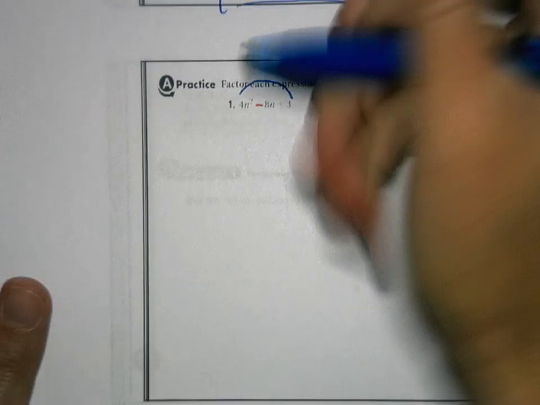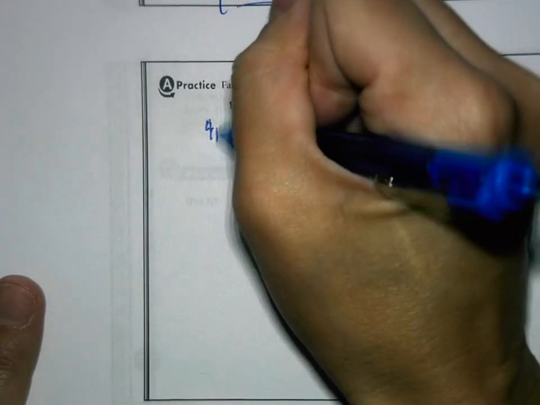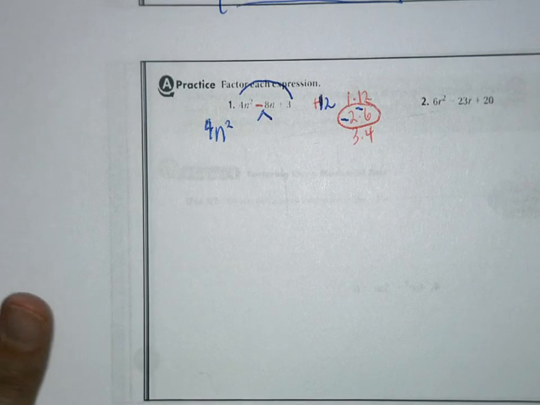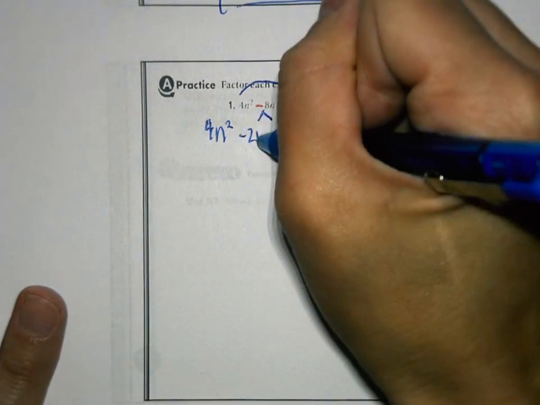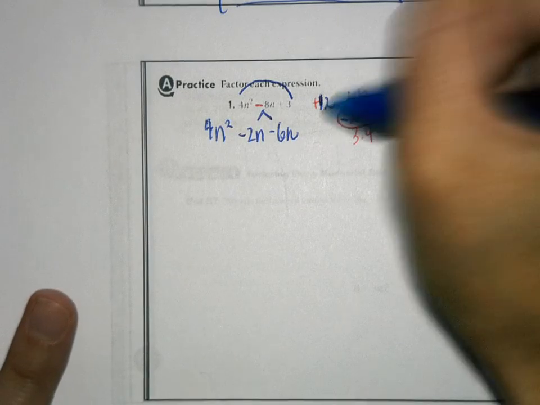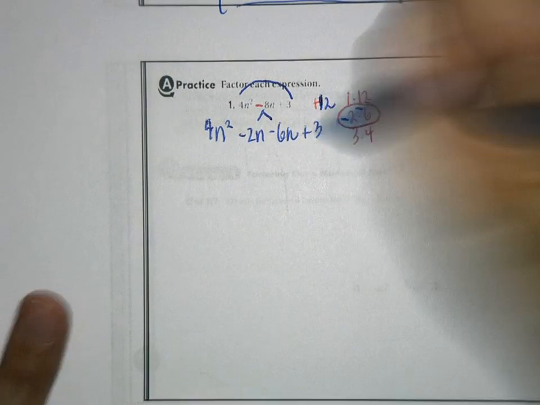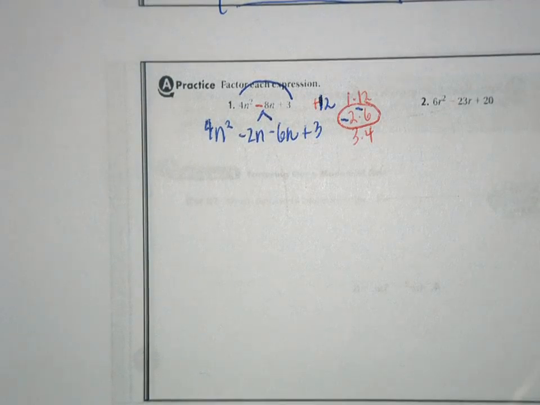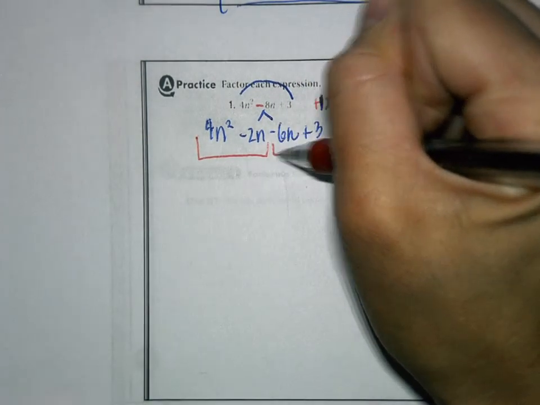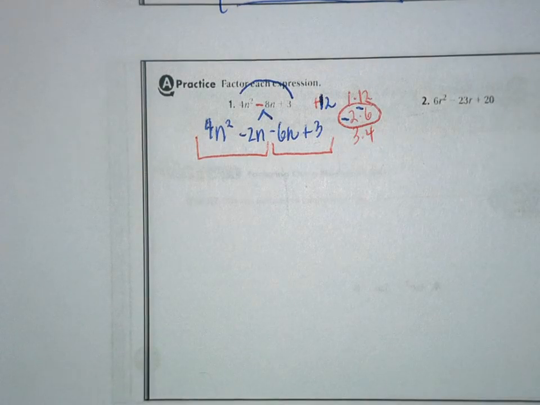Okay, so now we're going to rewrite this. We have 4n squared, and we're changing -8n to be what? Perfect, -2n and -6n, and then at the end I have plus 3. Very good. What's next? We group them and take out our GCFs. Okay, and pay attention to the signs that you have.